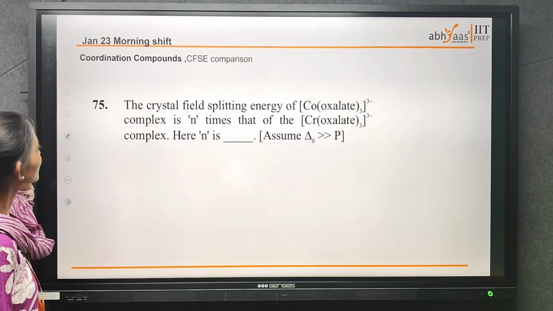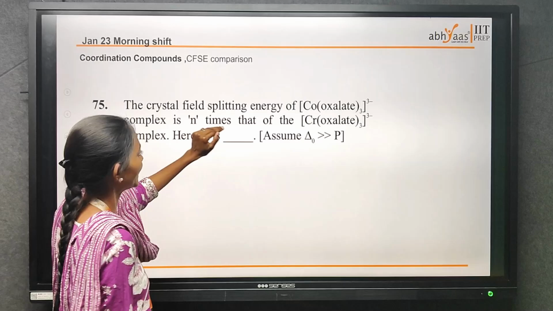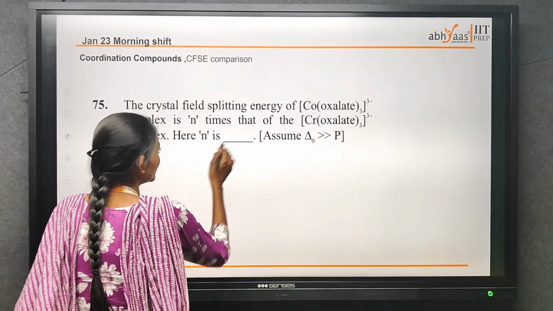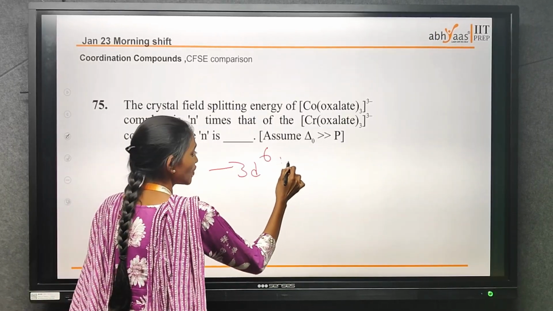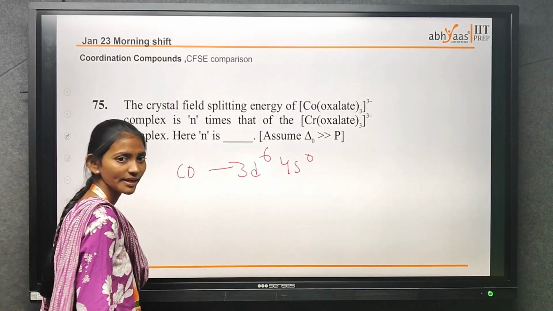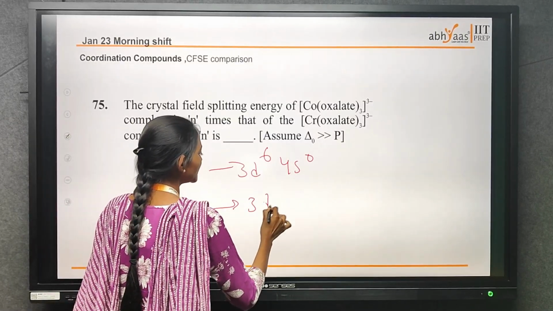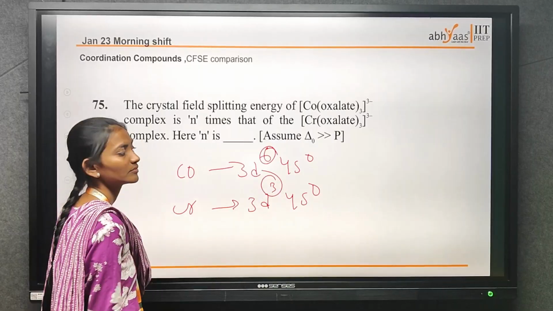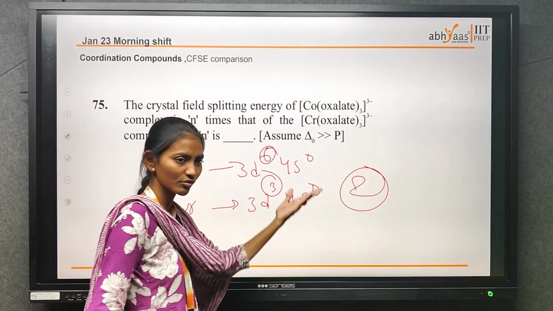Moving on to the next question, the crystal field splitting energy of the cobalt oxalate complex is n times that of the chromium oxalate complex. Here n they are asking. See, for cobalt, you know 3d, how much now? 6, 4s, 0, right? And coming to chromium, you are having 3d 3, 4s 0. Here itself you can find the ratio. Here itself you can find the ratio, which is 2. You need not go that much.